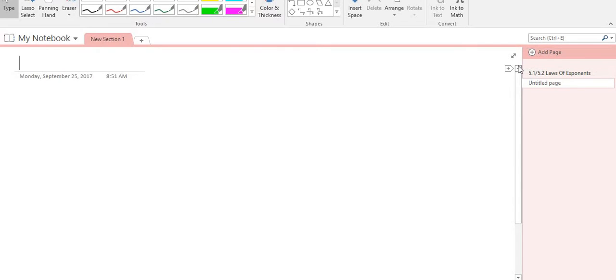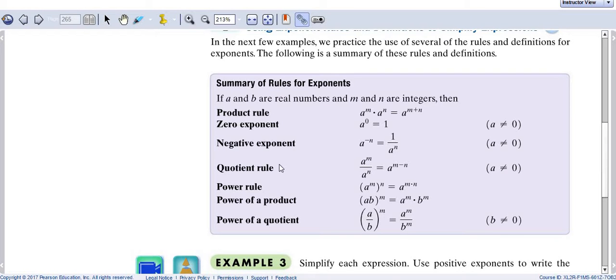Okay, and then I'll start a new page because I want to show you the other laws. The quotient rule says that if you're dividing two things with the same base, you subtract them. So multiplying two things with the same base, you add their exponents. When you're dividing two things with the same base, you subtract their exponents. And the order does matter. It's always the top exponent minus the bottom exponent.